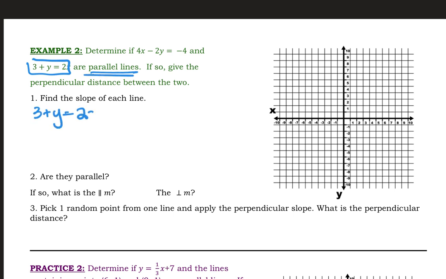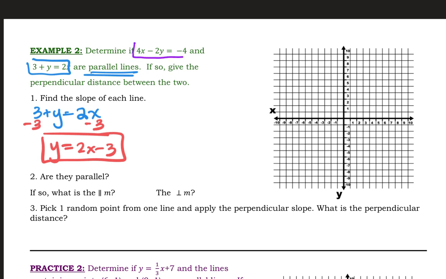So how do I put this in slope-intercept form? What do I have to move over? The 3. Okay, so let's subtract the 3. We're left with y equals 2x minus 3. There's one equation. Okay. Our other equation is 4x minus 2y equals negative 4.